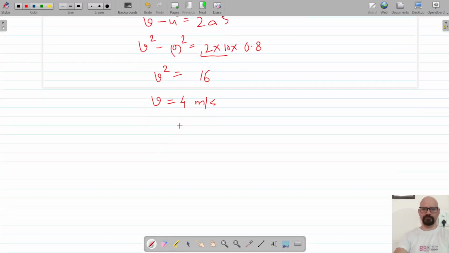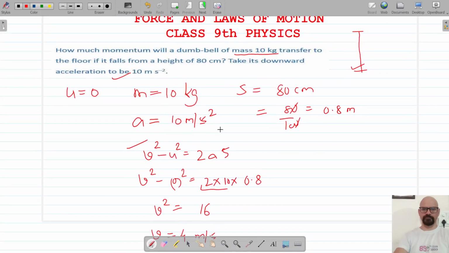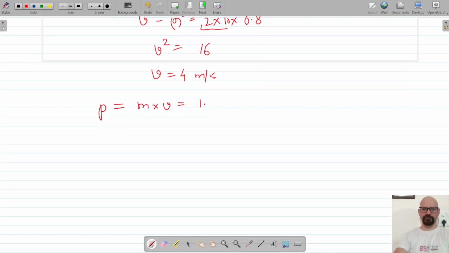Now we have to find the momentum, and we know that momentum is given by mass into velocity. Mass of the dumbbell is 10 kg, so this is 10 into 4, which is equal to 40 kg meter per second, the momentum of the dumbbell.